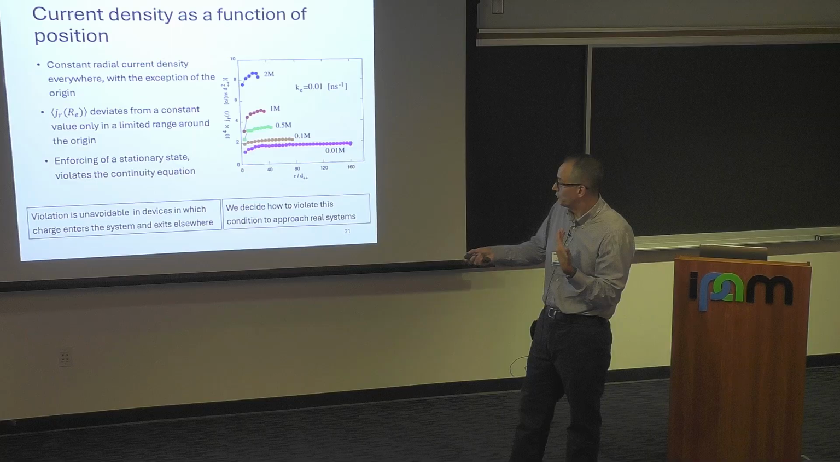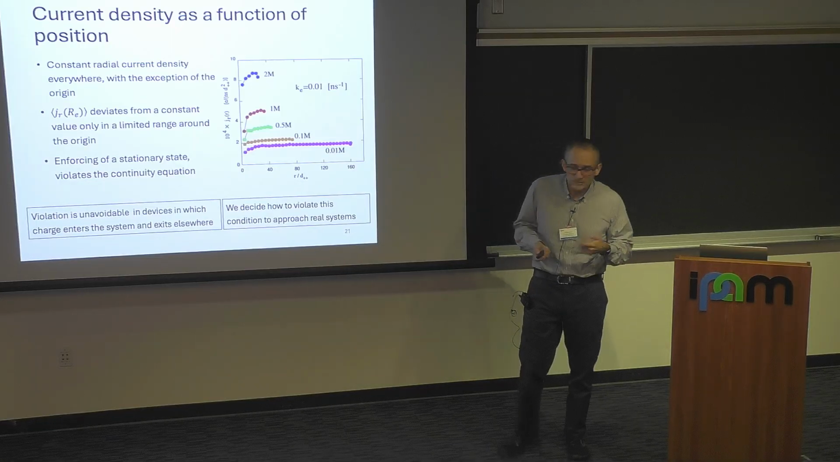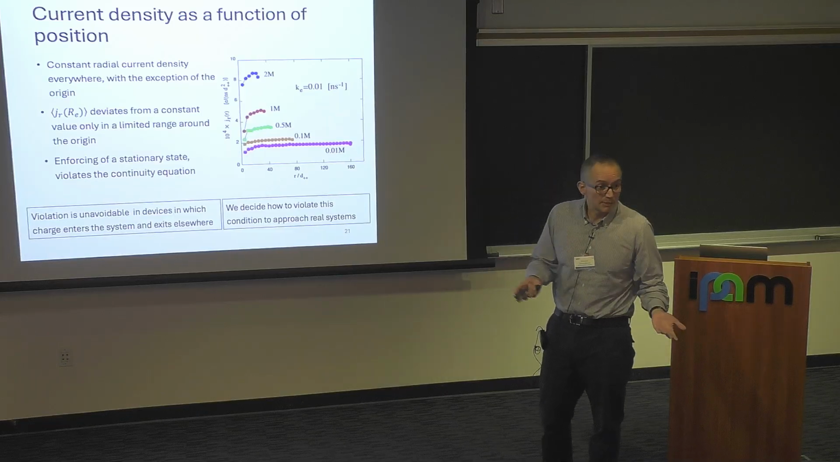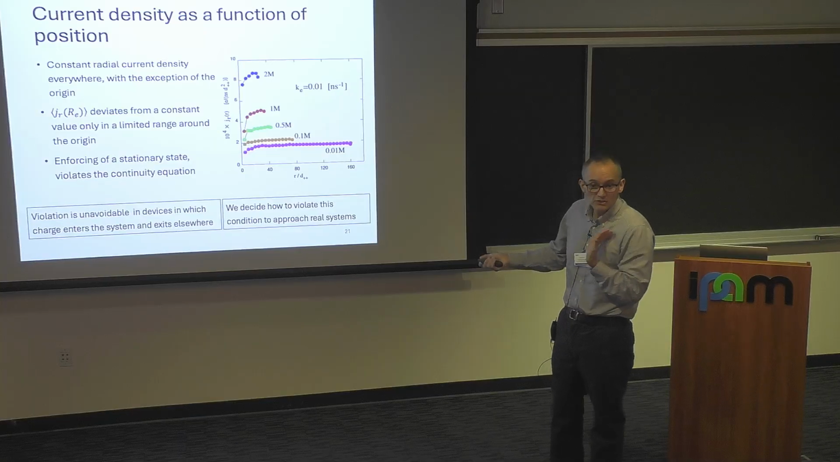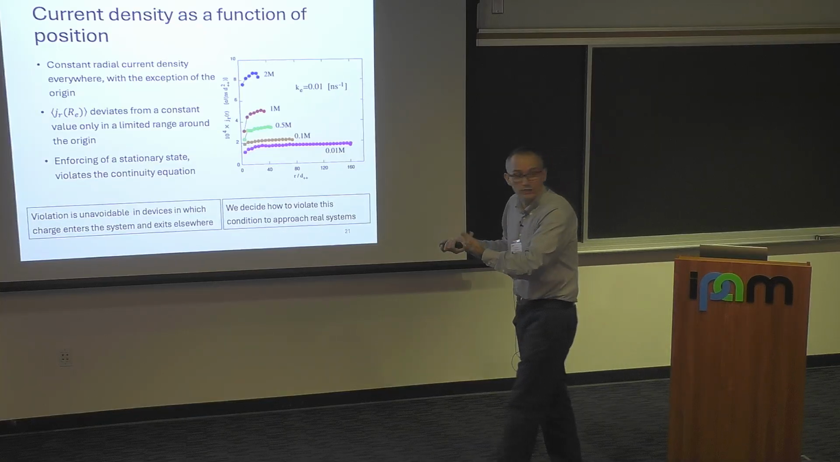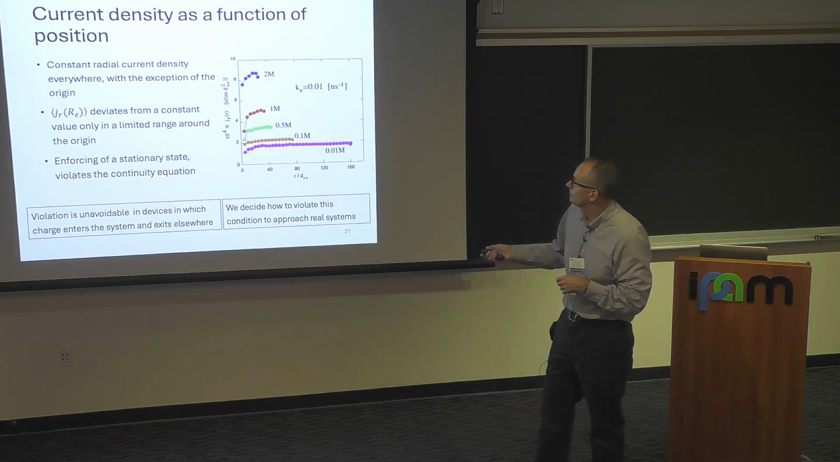So then, as I said before, a violation of the continuity equation is unavoidable. This perhaps is something that happens in experiments as well, because you have a charge entering and leaving. So perhaps this is something that we can use also to tune the model to reproduce more realistic conditions.